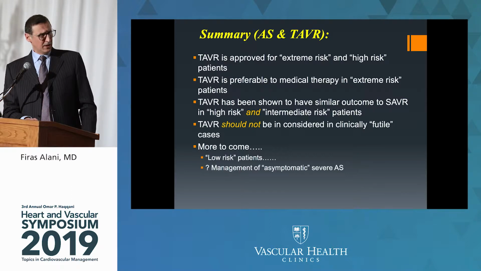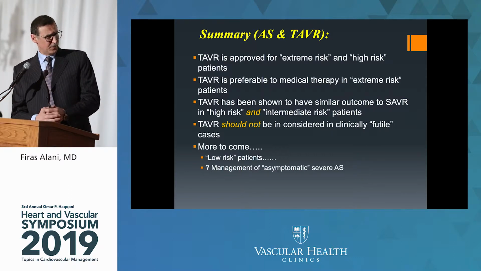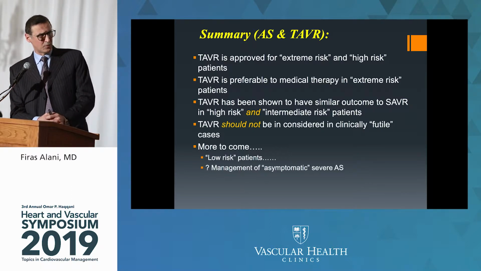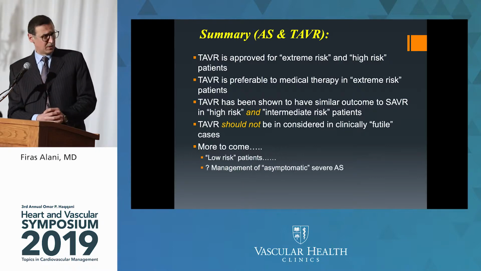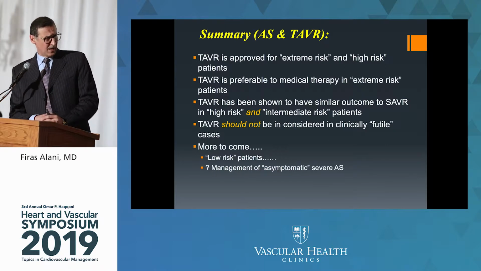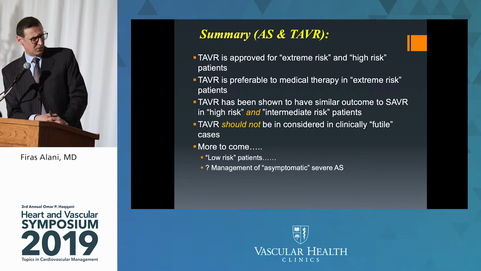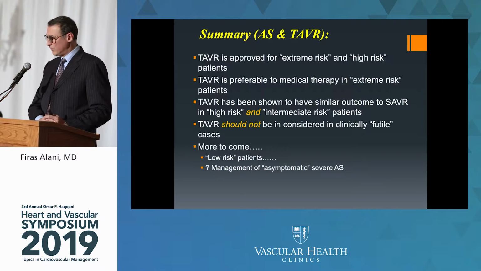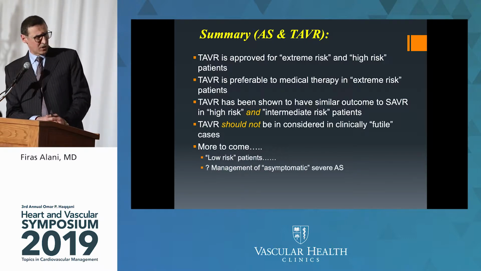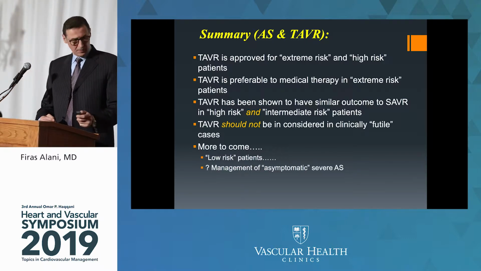In summary, aortic stenosis and TAVR is approved. TAVR is approved for aortic stenosis for extreme risk, high risk, and intermediate risk. It is yet to be approved for the low risk. The data was just published. And number 2, the TAVR, again, has been shown to have similar outcomes as surgery in high risk and intermediate risk. TAVR should not be considered in these clinically futile patients. And then more to come about the low risk and the management of asymptomatic patients.